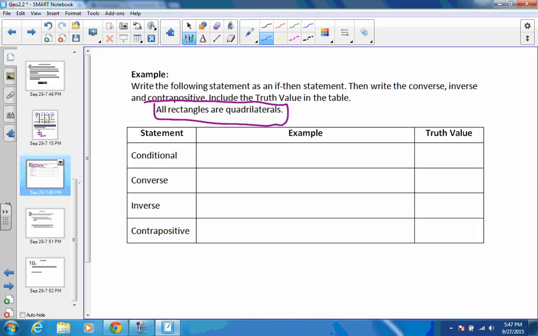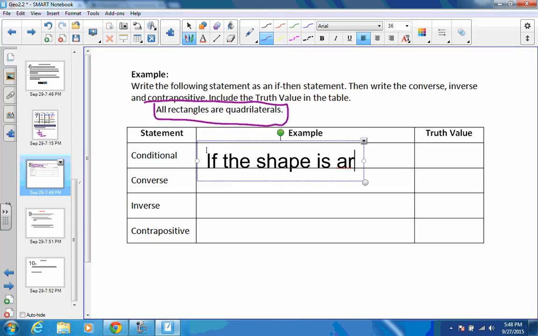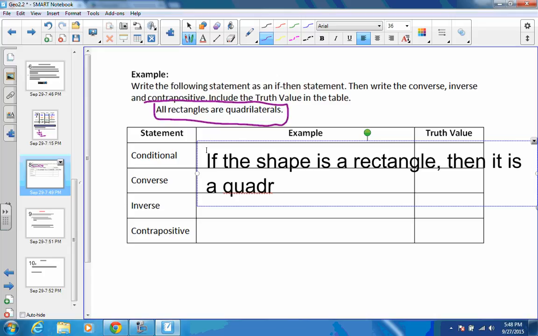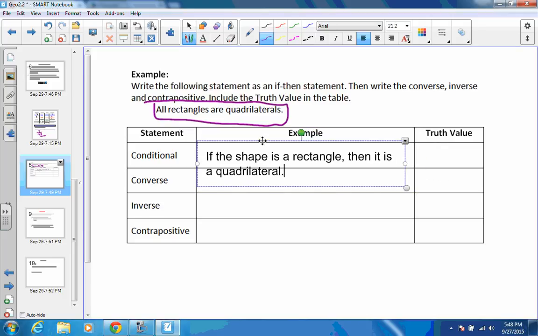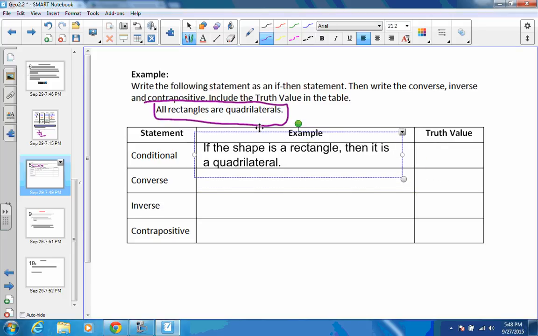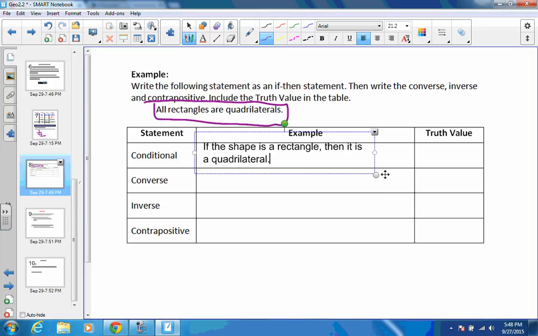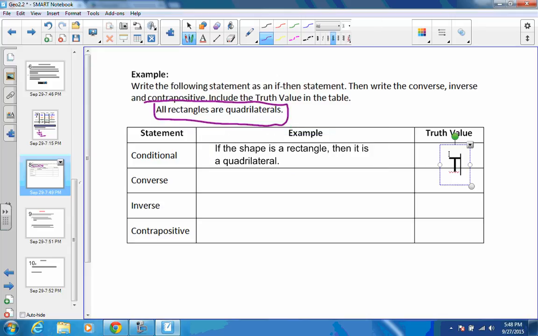So we could say here for a conditional statement, putting that into an if-then statement, we could say if the shape is a rectangle, then it is a quadrilateral. If the shape is a rectangle, then it is a quadrilateral. And I would say that is definitely a true statement. Every rectangle is a quadrilateral.